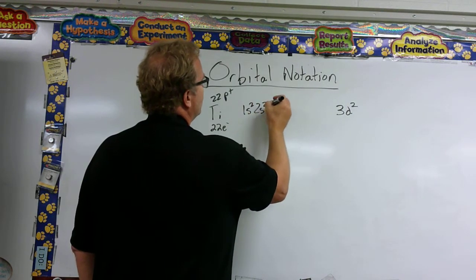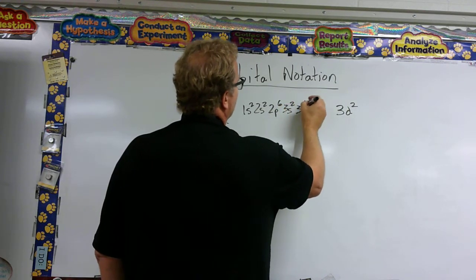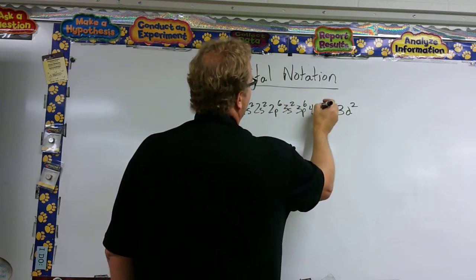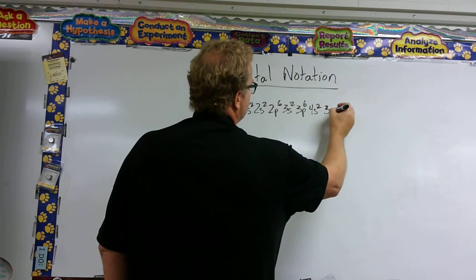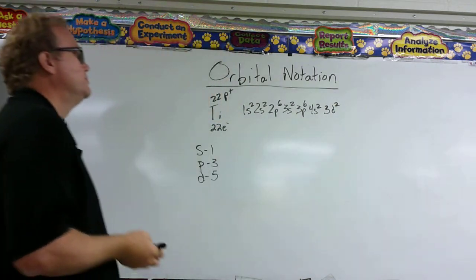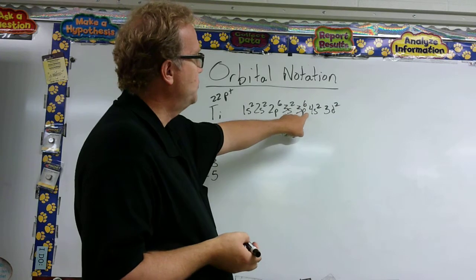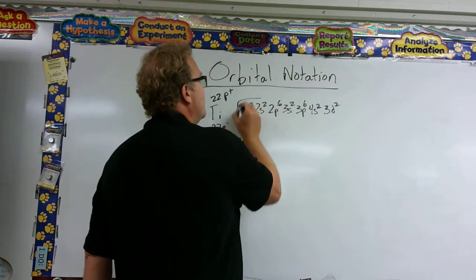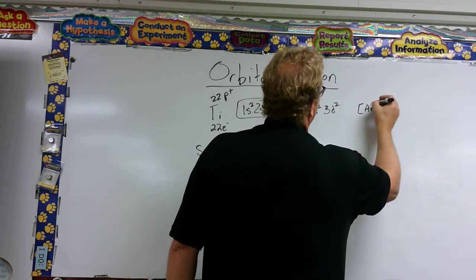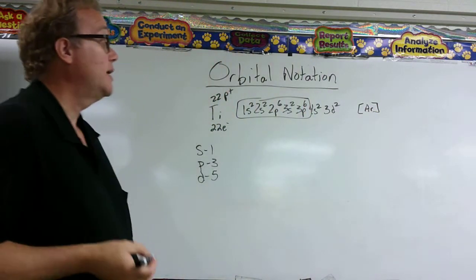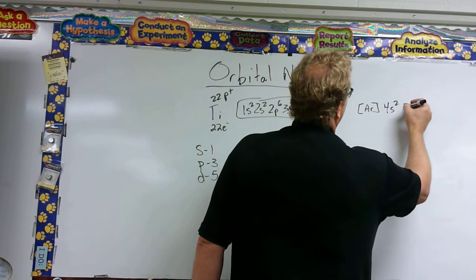1s2, 2s2, 2p6, 3s2, 3p6, 4s2, and there's my 3d2. Noble gas configuration, highest p6 is 3p6. I'll write it on the side. That is my brackets, Ar. And then I have the leftovers. 4s2, 3d2.